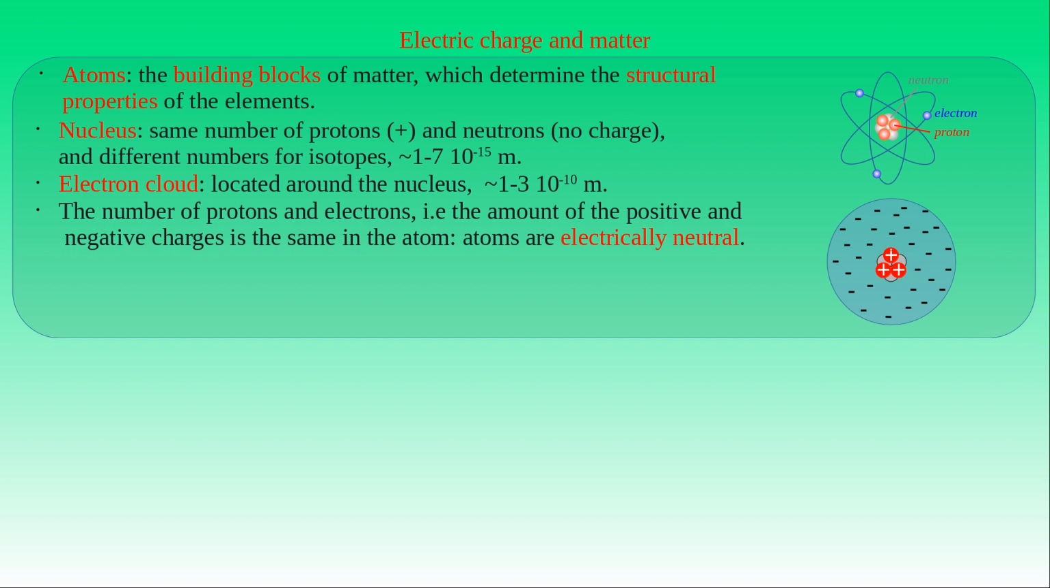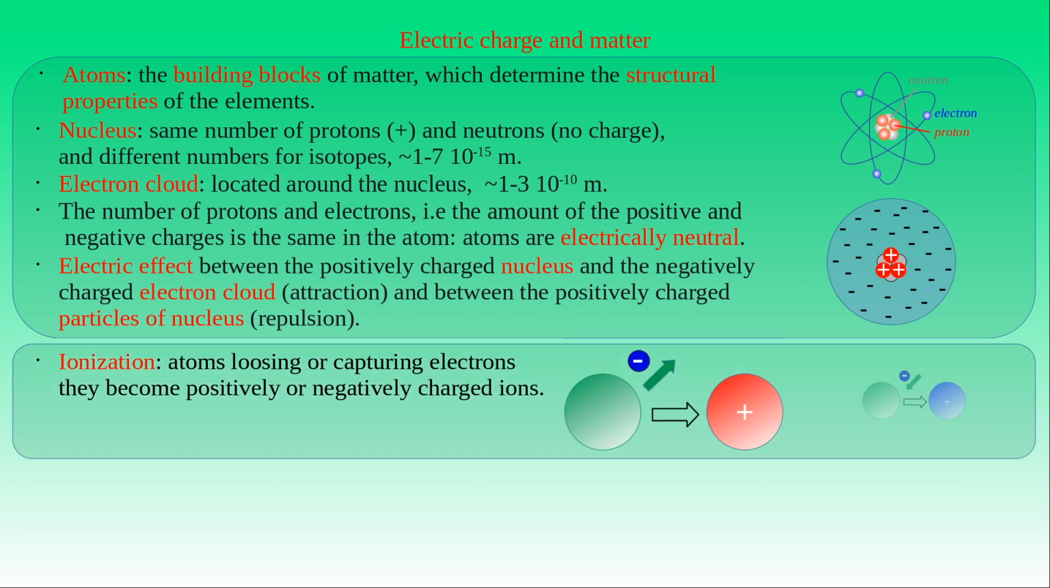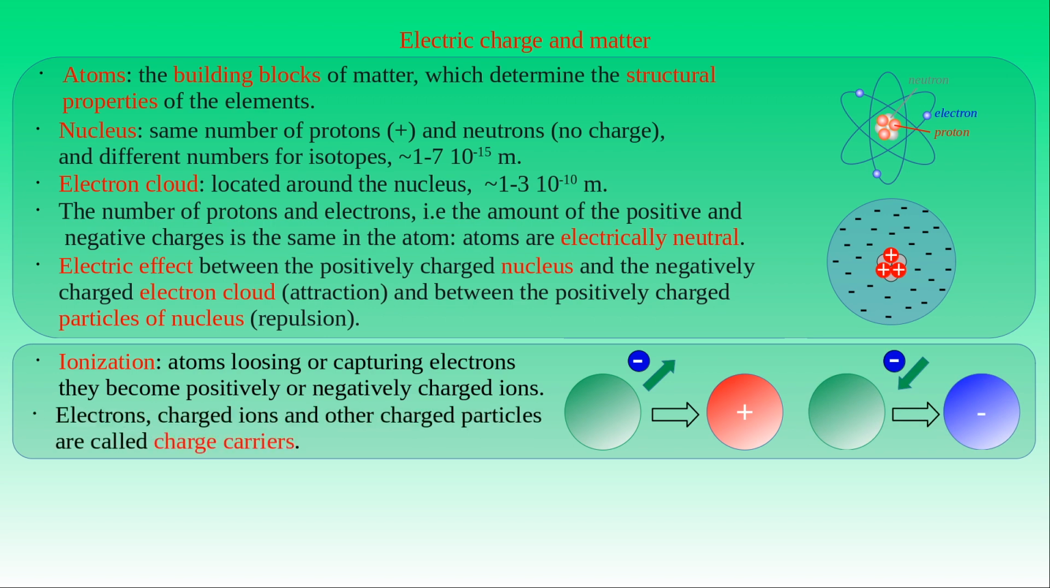There is an electrostatic attraction between the positively charged nucleus and the negatively charged electron shell. There is also a repulsion between the electrons in the shell. Such repulsion exists between protons in the tightly packed nucleus as well, but the attraction due to nuclear forces is much stronger, which keeps these particles together. Due to ionization, atoms losing or capturing electrons become positively or negatively charged ions. Electrons, charged ions or other charged particles are called charge carriers.